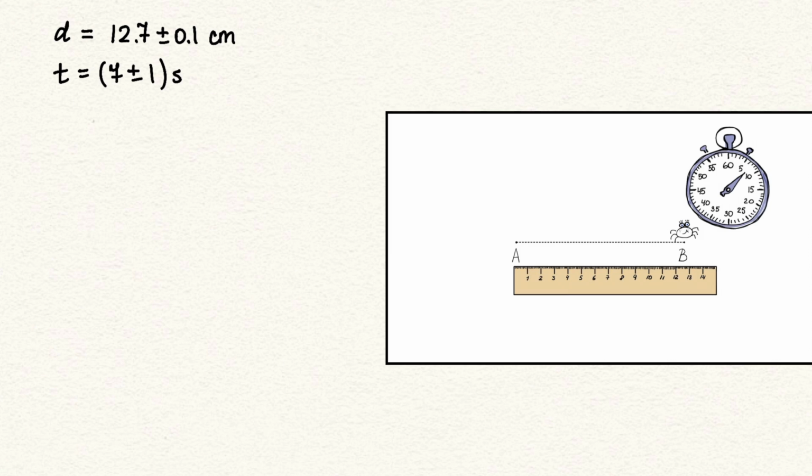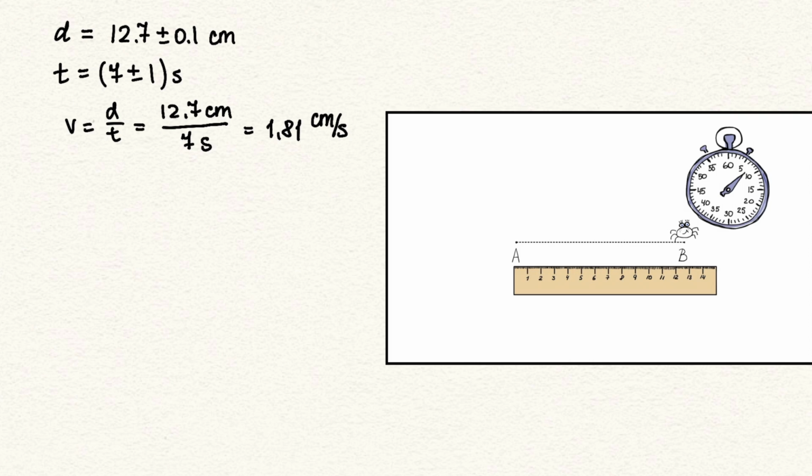With this information, we can calculate the velocity with which our spider travels. The velocity equals distance divided by time. So we have 12.7 centimeters, I'm going to carry my units with me, divided by 7 seconds. And I get 1.81 centimeters per second.